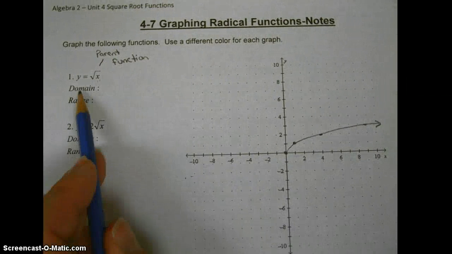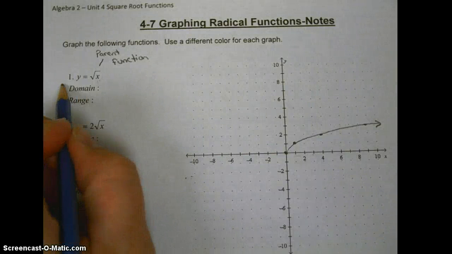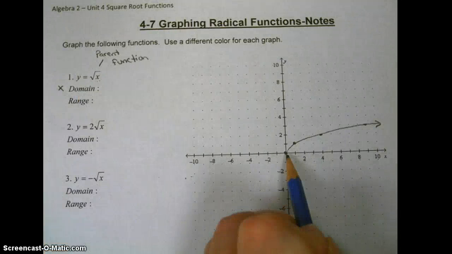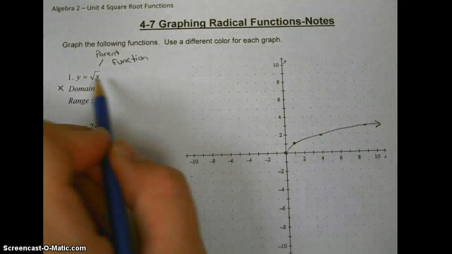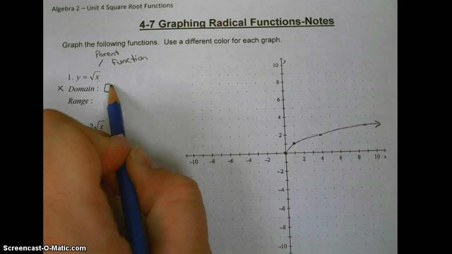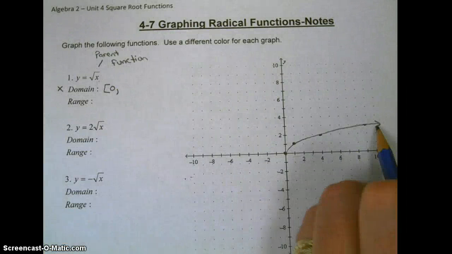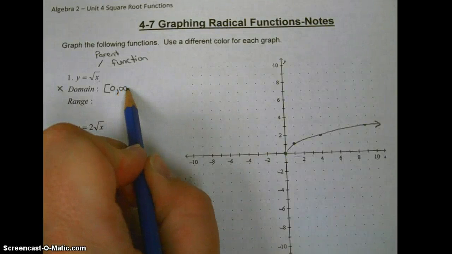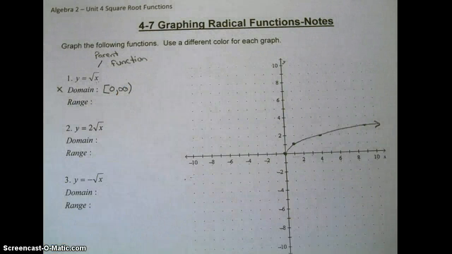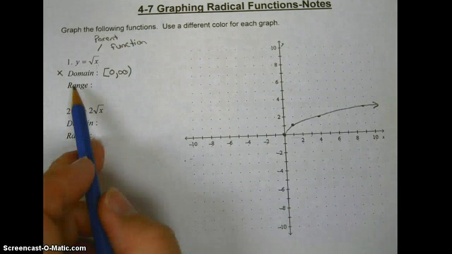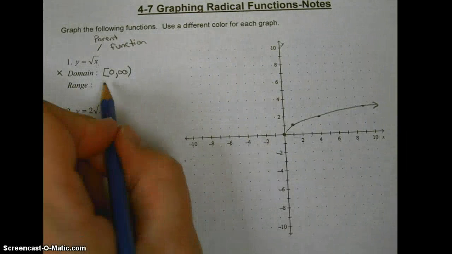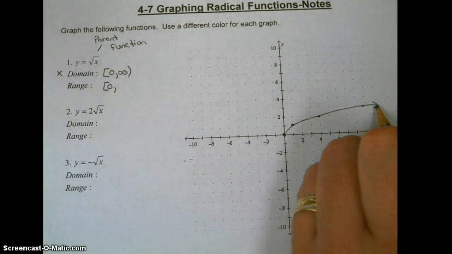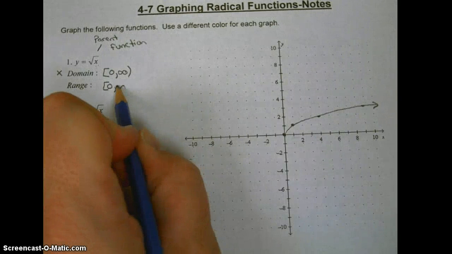Okay, domain is your x values. Remember, we do left to right, so our leftmost x value is 0. Our rightmost x value is an arrow, which represents infinity. It goes on infinitely. Range value starting off with 0 again. Lowest to highest. Highest is an arrow, so we go to infinity.